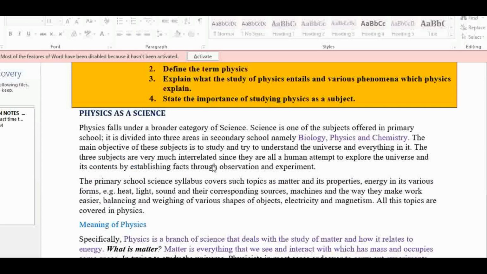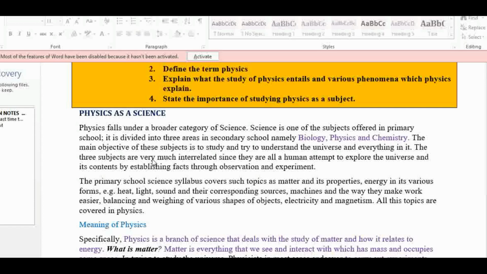Physics, as we all know, is a science, and therefore it falls under the broader category of science. And remember, science is one of the subjects that is offered in primary schools, and at the primary level you'll find that it is broad, so it has not been specialized as at the secondary level. At the secondary level you'll find that science has been divided into three areas: biology, physics, and chemistry.